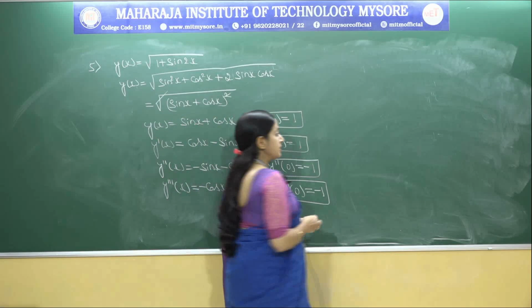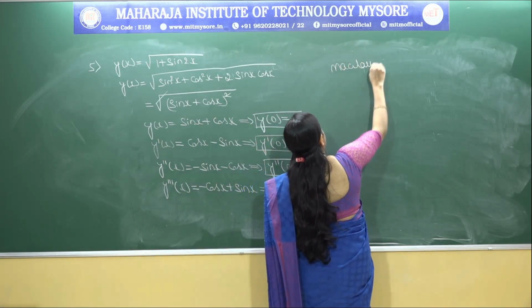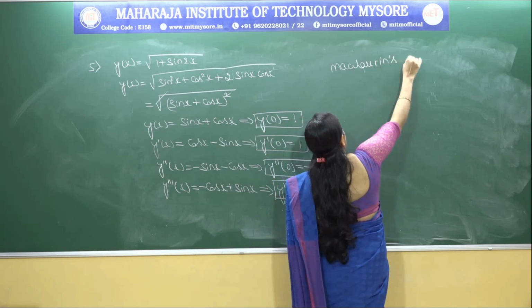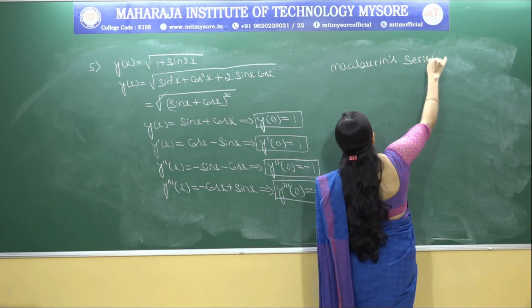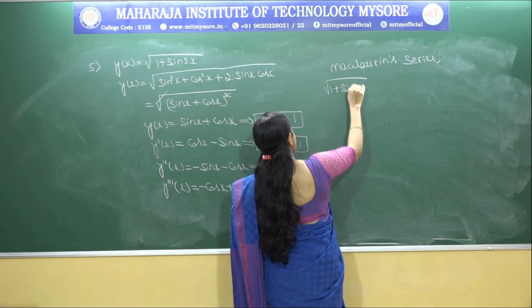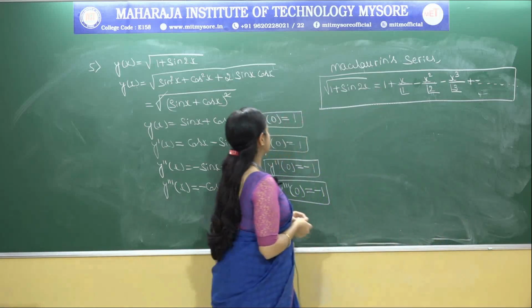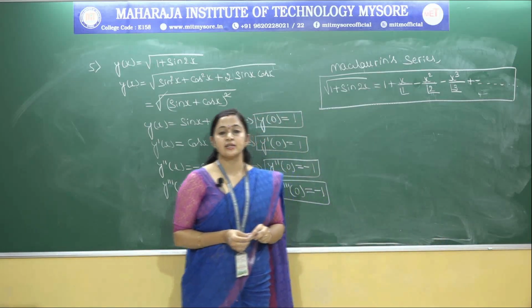You can write the Maclaurin series expansion. The given function is the square root of 1 plus sin 2x, this is the y of x. Okay, this is the series.